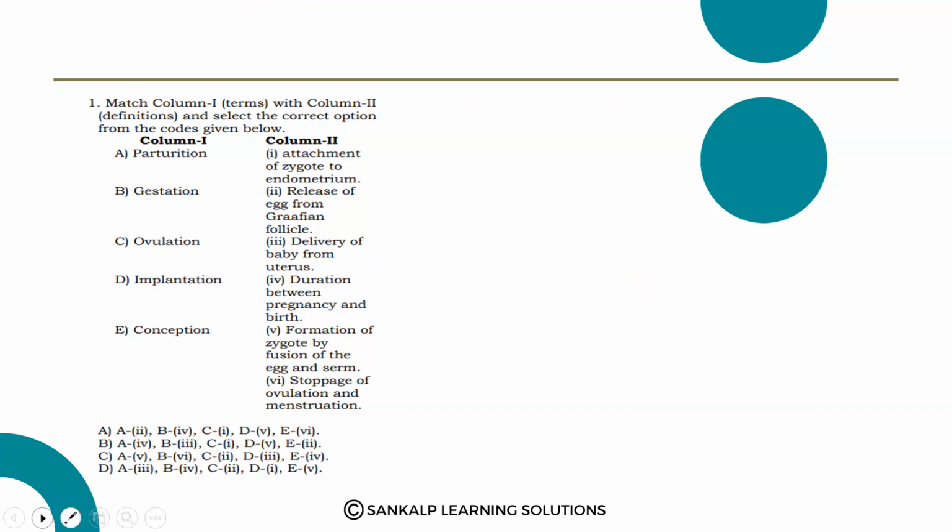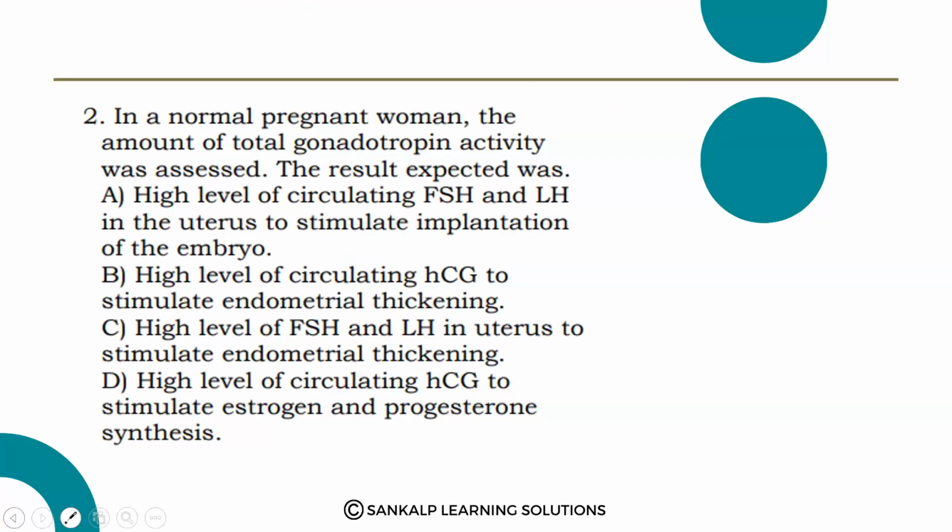Second question goes like this. In a normal pregnant woman, the amount of total gonadotrophin activity was assessed. The result expected was... So this is related to hormonal control in females, right? When I am reading the question, that time only you can note it down, it will save your time. So in a normal pregnant woman, the amount of total gonadotropin is tested. So what was the result they are asking?